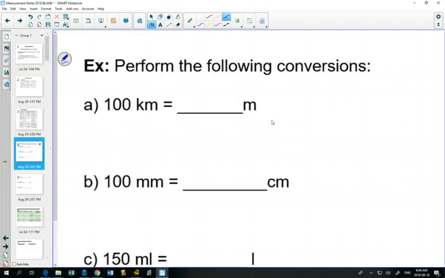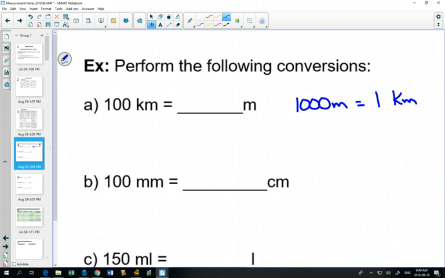Converting within the metric system. So the first thing we have to know is the relationship between meters and kilometers. You can look at your chart of prefixes, but this is something that you'll need to have memorized, and you'll need to know the relationship. You've worked with these things before, so a lot of you already know that there are 1,000 meters in 1 kilometer.